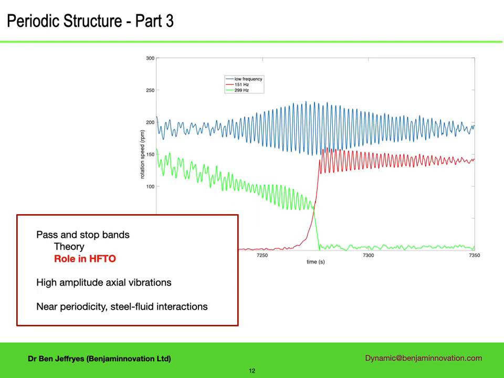It is in these frequency bands that high-frequency torsional oscillations occur during rotary drilling. The illustration shows how one frequency of oscillation can spontaneously disappear to be replaced by another. I also look at how high-amplitude axial vibrations can occur, and how realistic near-periodic drill strings differ from their perfectly periodic equivalents, and how the interaction between tool joints and the drilling fluid generates small extra stop bands for axial waves.